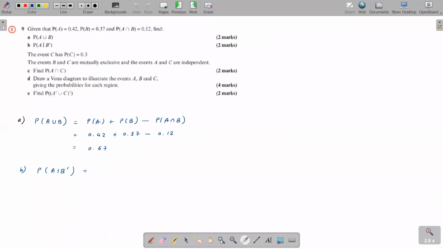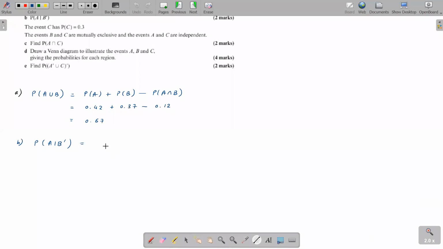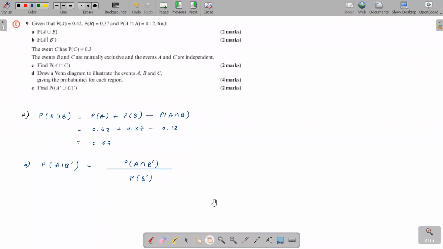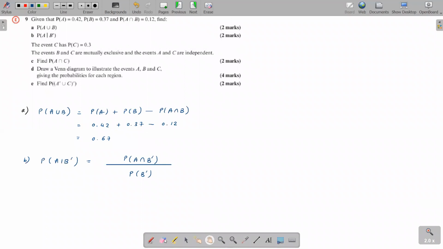Over here, the denominator is going to be probability B dash because that's the given part. And on top, you should get probability A intersection B dash. Can you see, guys? On the numerator, you should get A intersection B dash. So I think we will probably have to draw a little bit of a diagram here to see how A intersection B dash comes. So let's quickly draw.